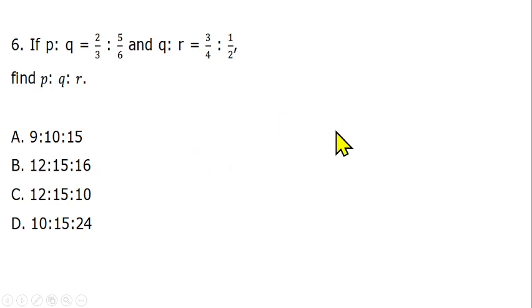Question number 6 is from ratio, and we are told that P ratio Q is 2 over 3 to 5 over 6, and ratio Q to R is 3 over 4 to 1 over 2. We have to find the ratio of P to Q to R. So it's very simple as well.